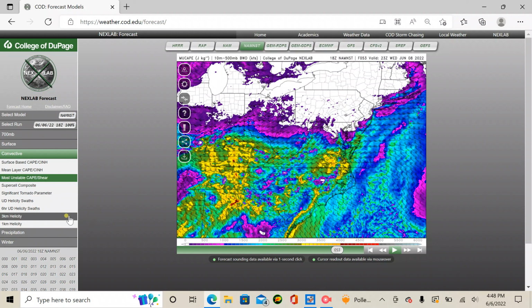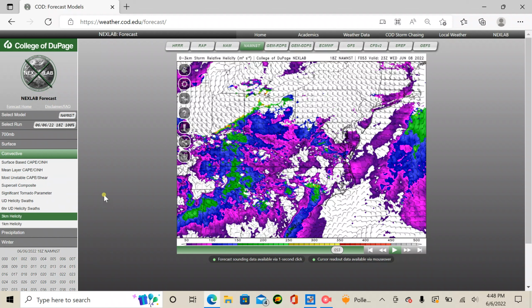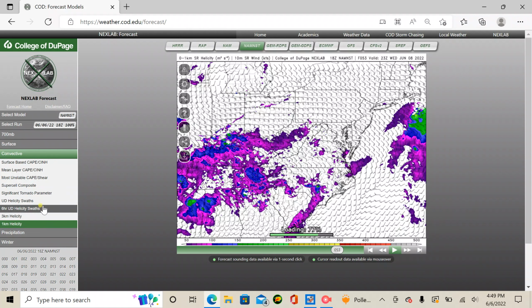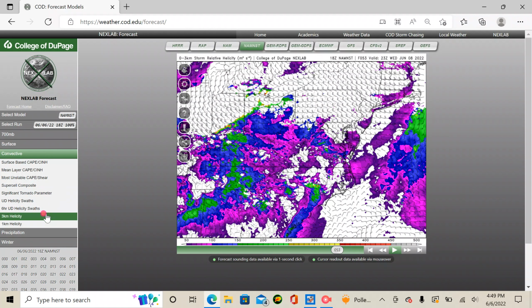And the other two big ones I check, and these are mainly for severe storms and tornadoes only, are the helicity rates. I don't know quite what helicity rates are. It's shear of some kind in the atmosphere. It may be something along those lines. And I check the 3 kilometer helicity and the 1 kilometer helicity. Usually for stronger severe storms, I want to see at least 100.